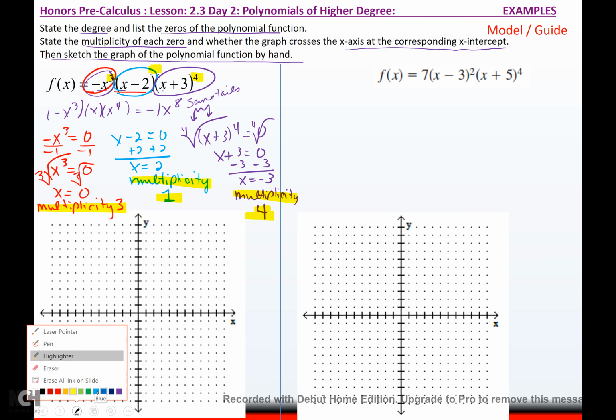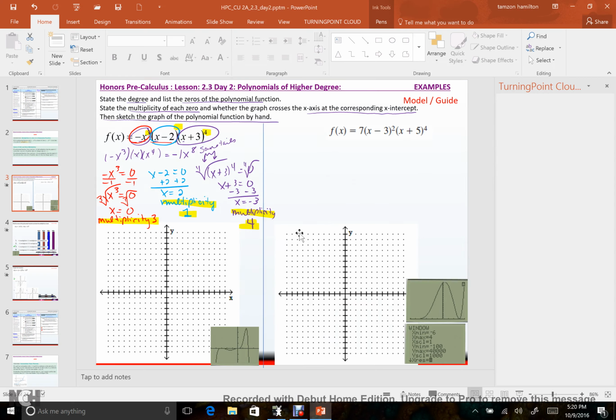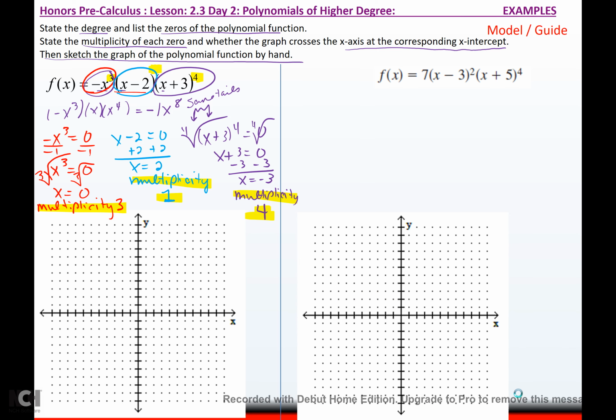For my graph, I know that my tail has to point down. So if I were to graph this, I know that my tails have to point down. I'm going to have an intercept at 0, at 2, and at negative 3.